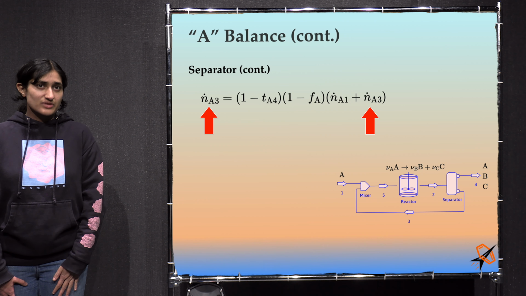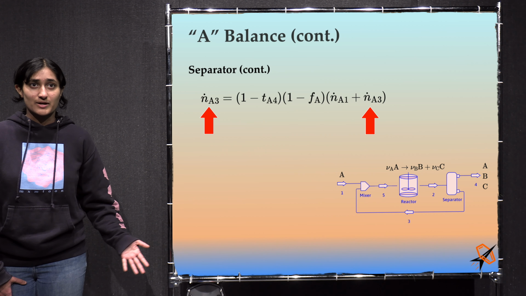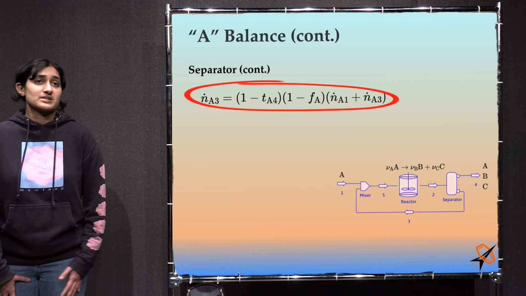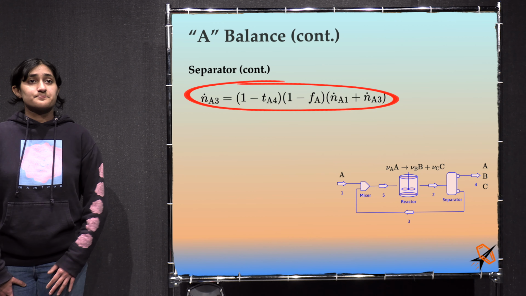This equation sometimes freaks students out because it says the value of n.A3 depends on the value of n.A3. This fact is why we need to go completely around the loop. If you were given this equation in an algebra class, it wouldn't freak you out at all, and you would just solve for the value of n.A3.